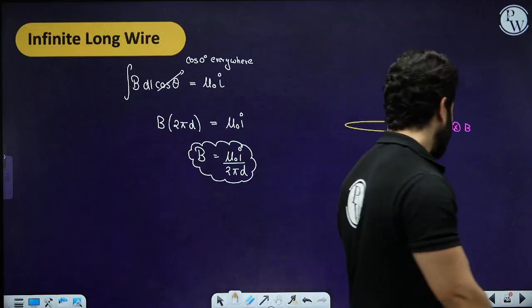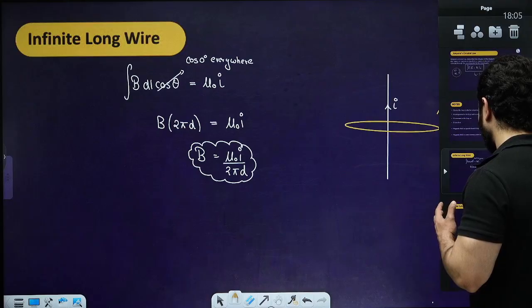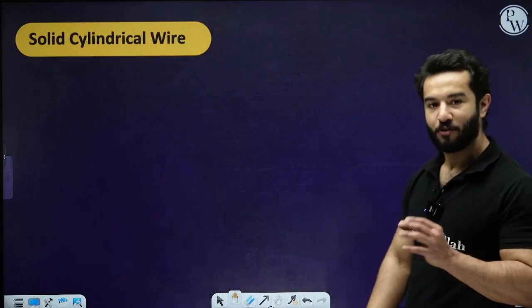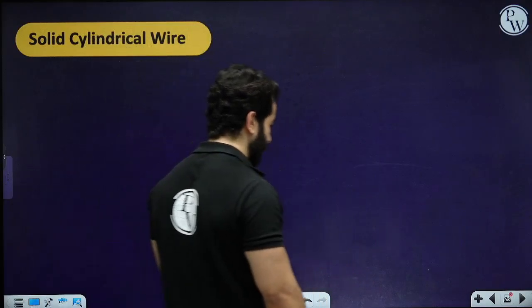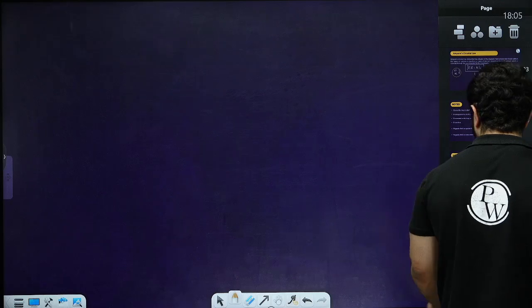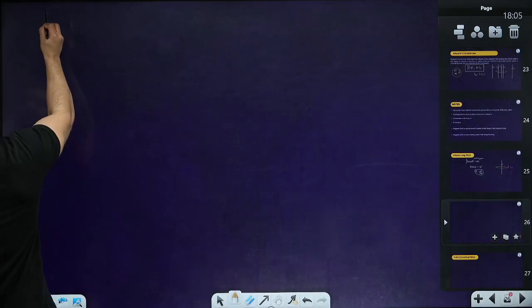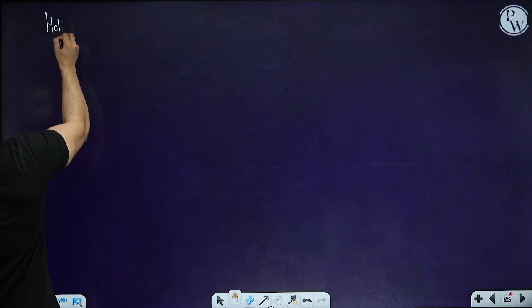Right? See, good questions are going to come from this particular thing for a solid cylindrical wire. If you have got a solid cylindrical wire, then things become a little different. You have got two types of wire. We can also talk about a hollow cylindrical wire, right? Let's first discuss a hollow cylindrical wire.